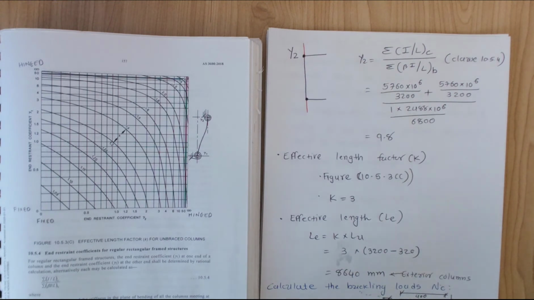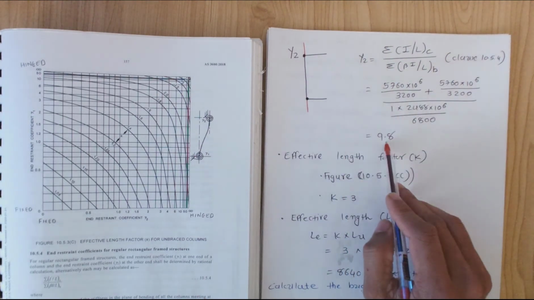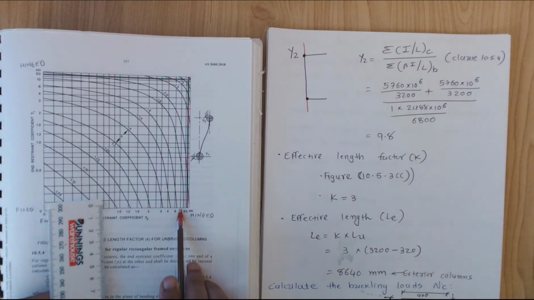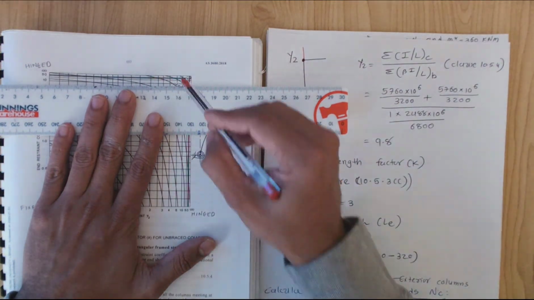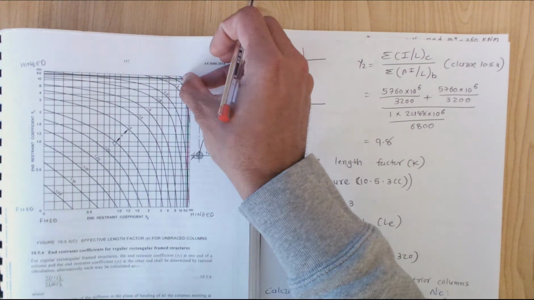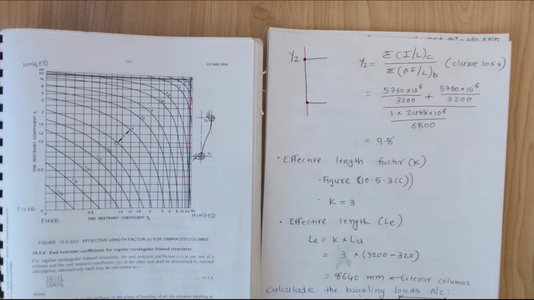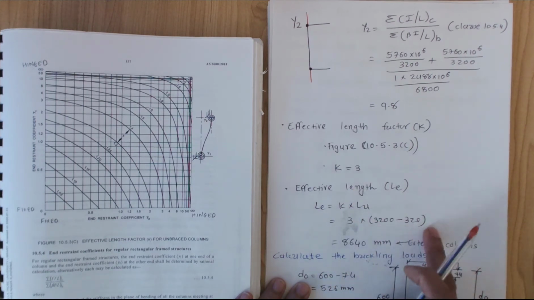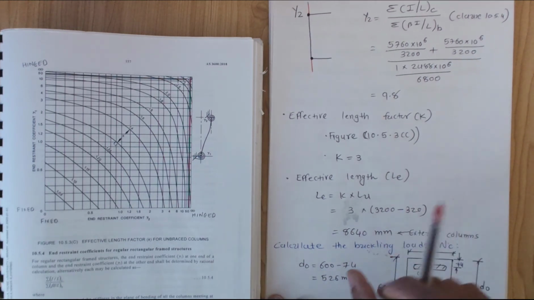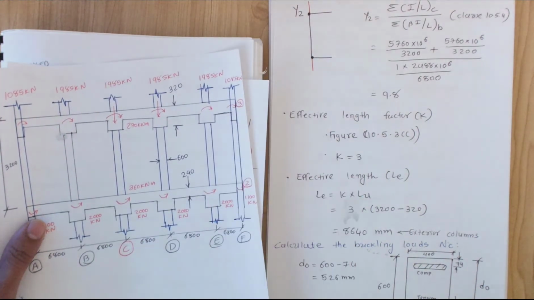So if this is 9.8, again we use the same figures: gamma 1 equals 9.8 and gamma 2 equals 9.8. 9.8 is somewhere close to 10. If you get this 10 here and move it across, it gives me 3. So gamma 1 and gamma 2 are 10, and the K value would be 3. Again, the effective length for exterior columns is 3 times this clear space, 3200 take away 320, which gives me 8640 millimeters. So we calculated the effective length for these interior columns, and we calculated the effective length for exterior columns.